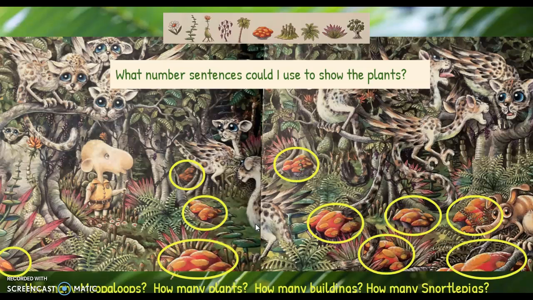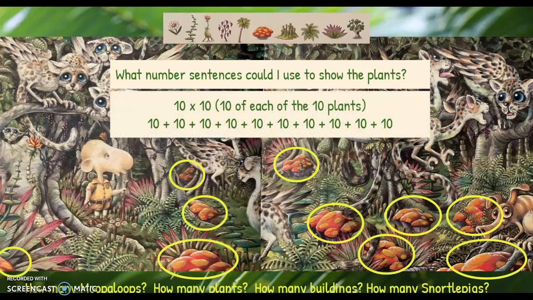What number sentence could I use to show the number of plants that are on this page in Uno's Garden? I have two number sentences here. I have 10 plants, and every plant there are 10 of. So I could do two sentences. I could do repeated addition with 10 times. Or I could write a multiplication sentence that says 10 times 10 to show the number of plants in Uno's garden.